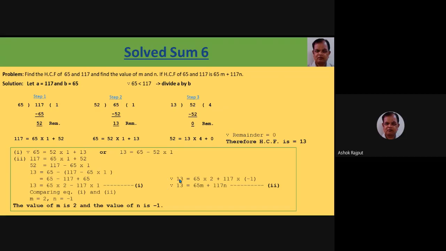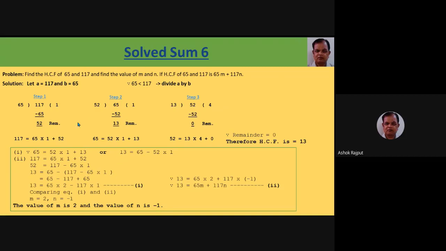Now we are seeing here 13 equal to 65 into 2 plus 117 into minus 1, and comparing with 13 equal to 65m plus 117n. Here we are seeing into 2, here into m. So m is 2. Here we are seeing into minus 1, into n. Therefore n equal to minus 1. Such way we can find the value of m.